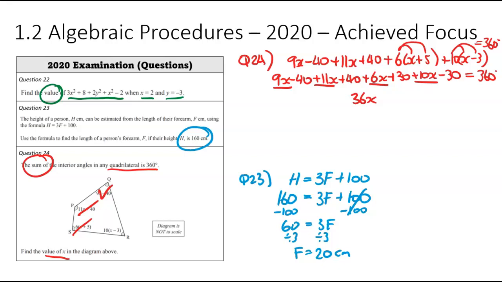I'm now going to look at all the numbers, and I'm liking what I see with the numbers because this negative 40 and positive 30, they cancel each other out. That's going to be 0. And the same happens with this positive 30 and this negative 30. So again, they cancel each other out. So even though it looks really messy at this stage, we know that 36x is equal to 360 degrees, and that's going to be a lot easier to deal with. I now divide by 36, divide by 36, which means x is going to be equal to 10.